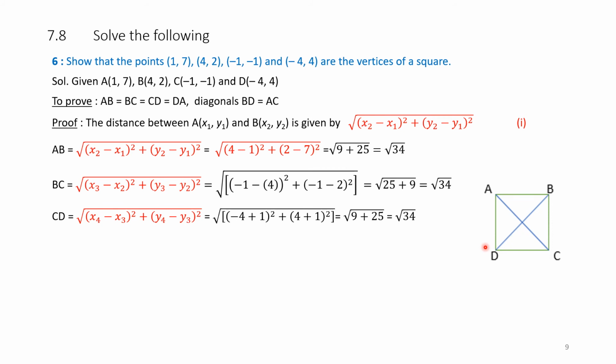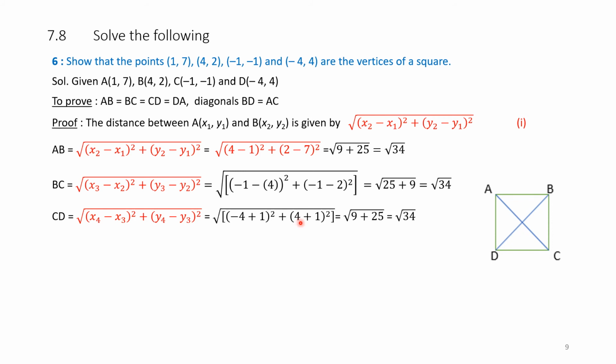CD. Similarly, if we take the line CD, it is (x4 - x3) whole square plus (y4 - y3) whole square. x4 is -4 and x3 is -1, so that is minus 4 minus of minus 1, whole square, plus y4 is 4.